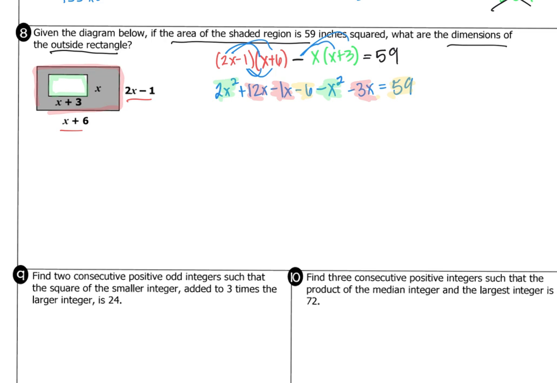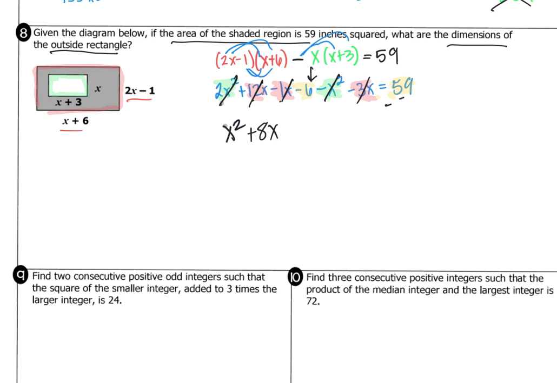So let's put everything together. 2x squared minus 1x squared is just x squared. Then we have 12x minus 1x is 11x. 11 minus 3 is 8. So we have a positive 8x. Now notice I just have this 1, negative 6.